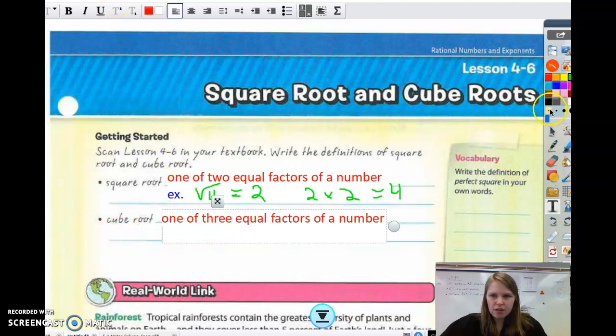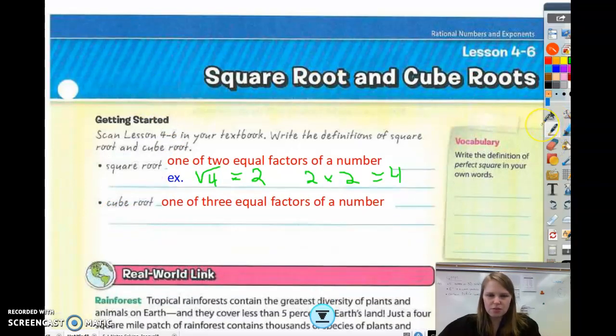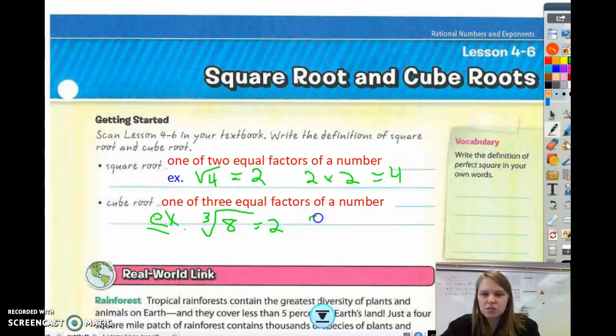So let's do an example. We'll just switch to writing here. When you type this into your calculator, you have to use the symbol, so you type the 3, you create this symbol, and then you would say the cubed root of 8 is 2. So what that means is 2 times 2 times 2, or 2 times itself 3 times, gives you 8.